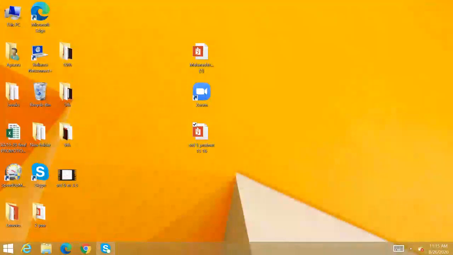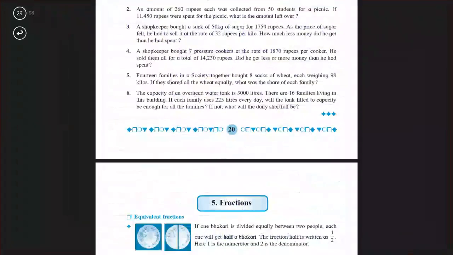Next, we go to question number 5. Question number 5. 14 families in a society together brought 8 sacks of wheat, each weighing 98 kilos. If they shared all the wheat equally, what was the share of each family?